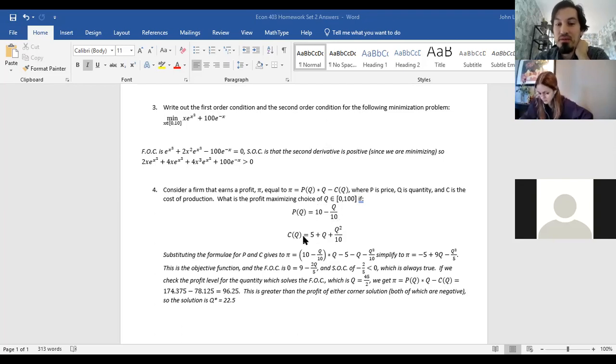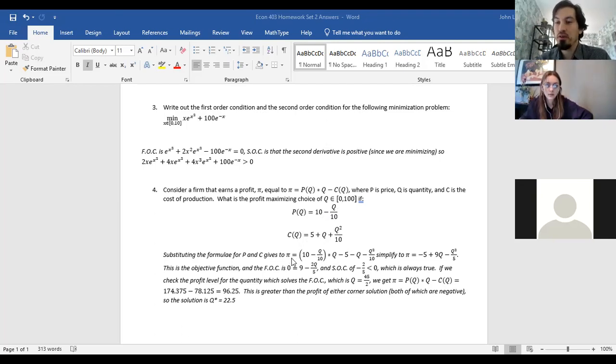What's the marginal cost? We just take the derivative of the cost function. That goes away, it becomes 1 plus Q over 5. So it's 10 minus Q over 5 equals 1 plus Q over 5. Subtract 1 from both sides, you get 9 equals 2Q over 5. Multiply both sides by 5 halves, and you get 45 over 2. That's the answer.